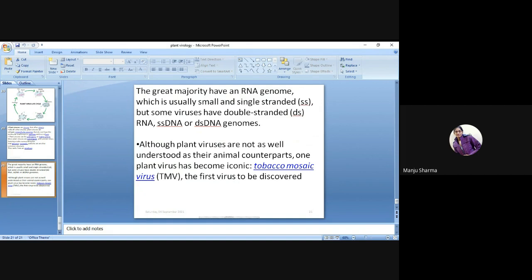Although plant viruses are not as well understood as their animal counterparts, one plant virus has become iconic. That is tobacco mosaic virus, TMV, the first plant virus to be discovered.